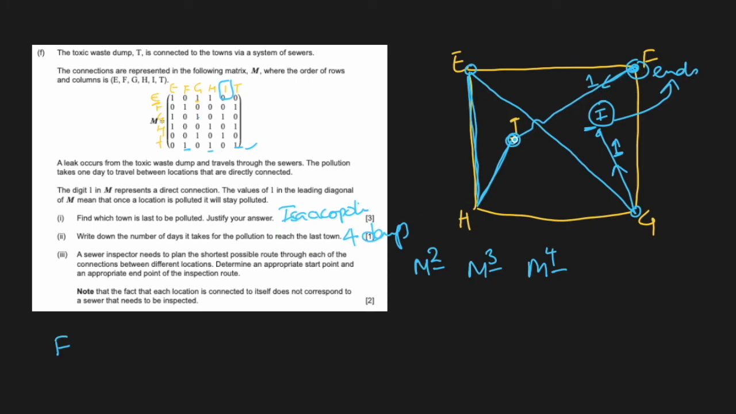F, we can go to T. It is directly connected to T. Then we can go to H here. Then we can go to E. The inspector can go to E, and then to G, and finally to I. This could be the best route for him to inspect in the shortest span of time. This concludes the second question as well.